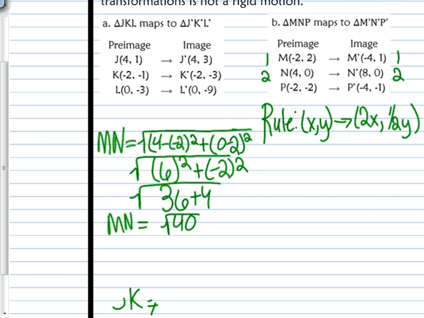So now we need to see what M prime N prime equals. And again, I'll set up the distance formula and then please solve it. So we have 8 minus negative 4 squared plus 0 minus 2 squared. Go ahead and solve this problem.